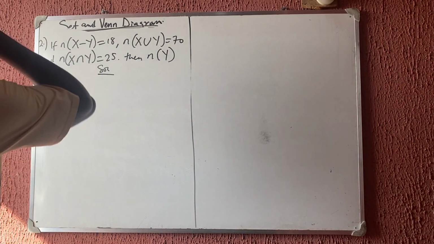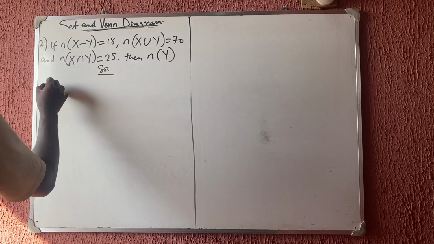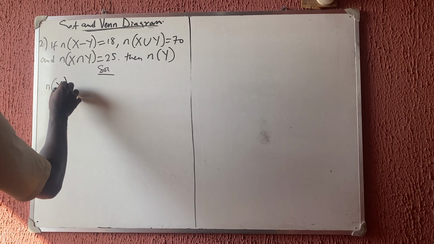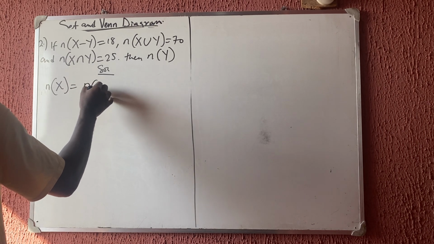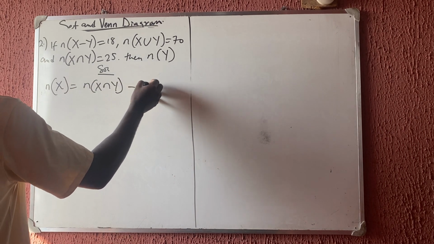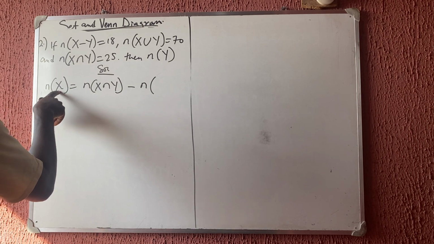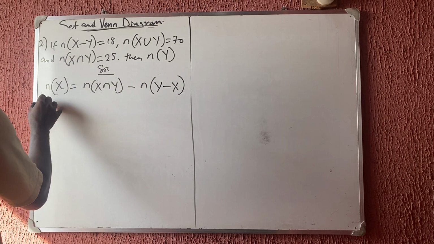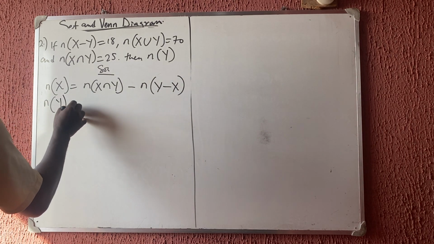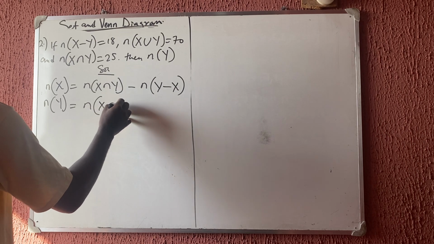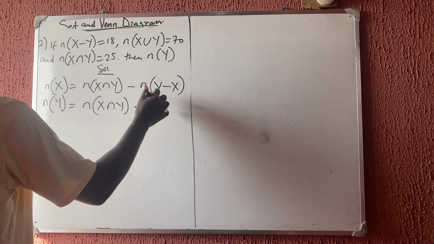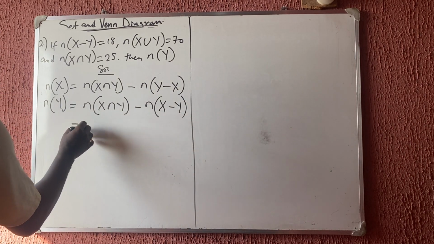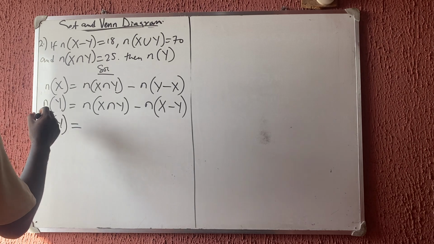Solution: you should know a formula that says the number of elements in x is equal to the number of elements in their intersection, minus the number of elements of y minus x. But if you're looking for the number of elements in y, it is the number of elements in their union minus the number of elements in x. You should know that if it is y here, x will come first.